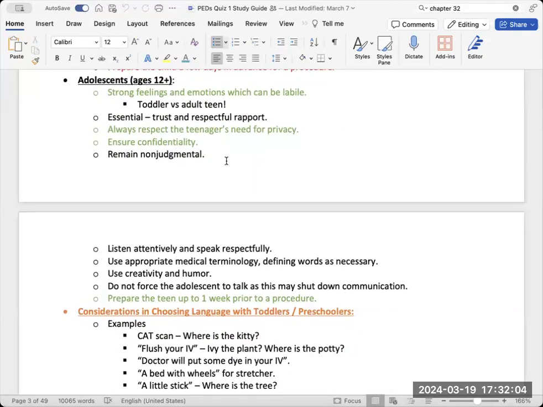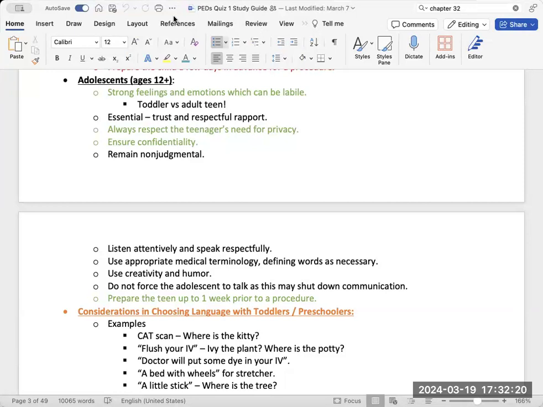So they have strong feelings and emotions that are labile, right? Labile means changing or all over the place. This is like a teenager, okay? Their emotions could be all over. They need trust and respect. We need to respect their privacy. That's very important for them.